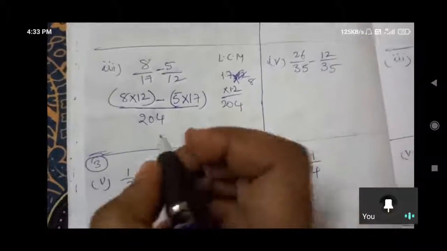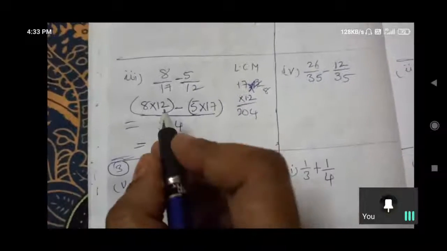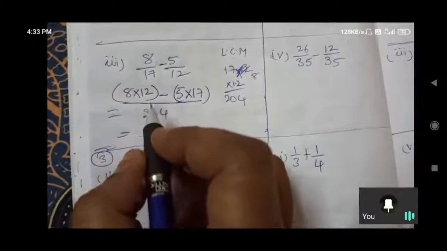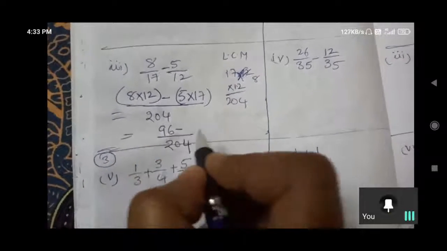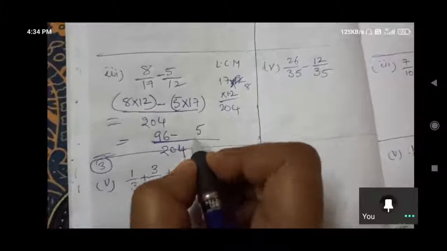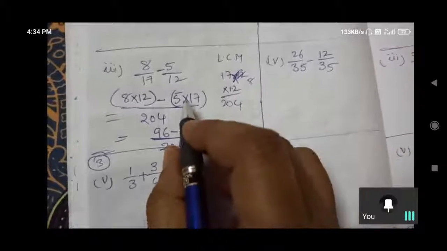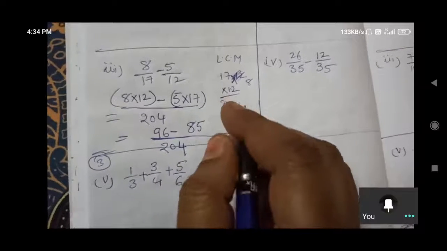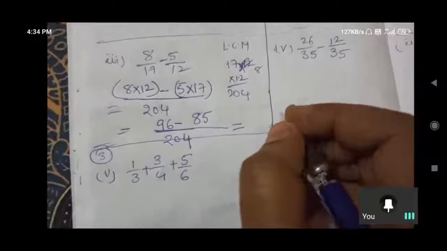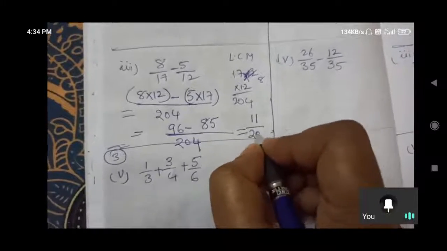Okay. So 204. So 18. 12 8s are 96 minus 50. 17 5s are 85. Okay. 85 nana. 17 5s are 85. 16 5s are 80. 17 5s are 85. So just do the subtraction. 11 we'll get. 11 by 204 is the answer.